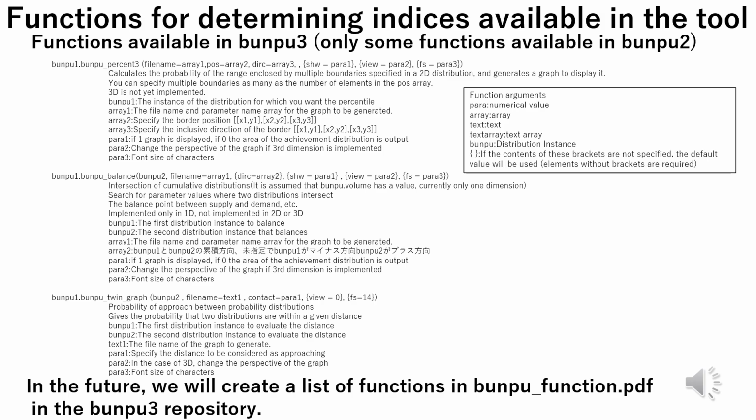The functions for using the judgment indices explained earlier will be compiled in bungpo_function.pdf in the bungpo3 repository, where we will provide a list of functions like those written here. This is still under construction, but I will update it in the future, so please wait.